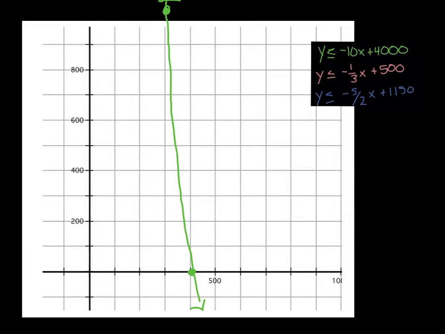Again, I'm trying to make these lines as straight as I can, but you guys should be able to do a little better on your paper. All right, second one, y is less than or equal to negative 1/3 x plus 500. That one we do have a y-intercept we can graph, and the slope is down 1 over 3. Down 1 over 3.